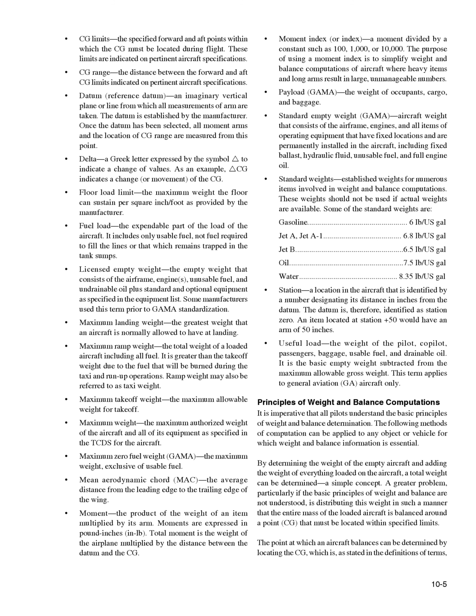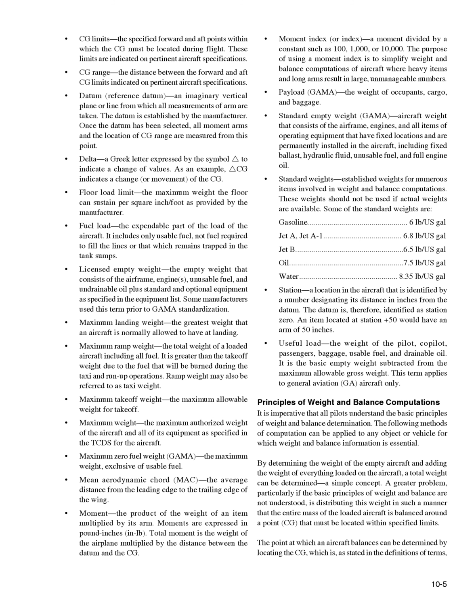Mean aerodynamic chord, MAC, the average distance from the leading edge to the trailing edge of the wing. Moment, the product of the weight of an item multiplied by its arm. Moments are expressed in pound-inches. Total moment is the weight of the airplane multiplied by the distance between the datum and the CG. Moment index, or index, a moment divided by a constant such as 100, 1000, or 10,000.